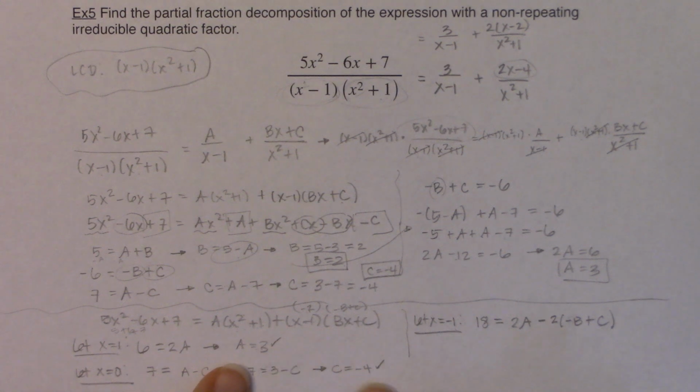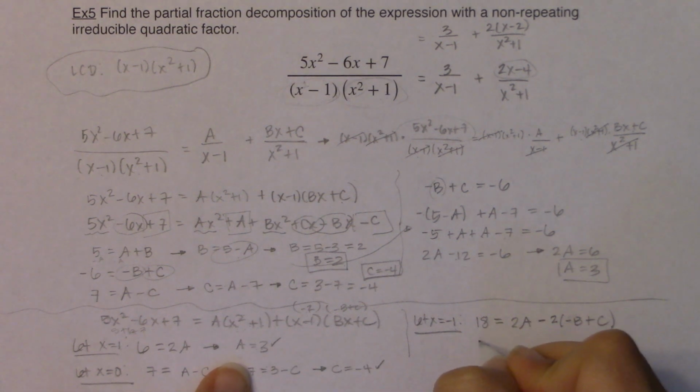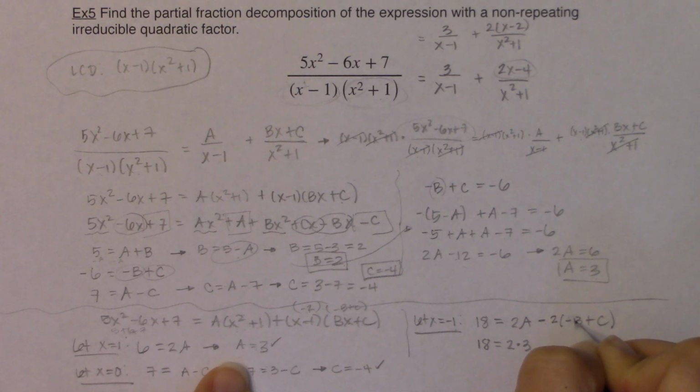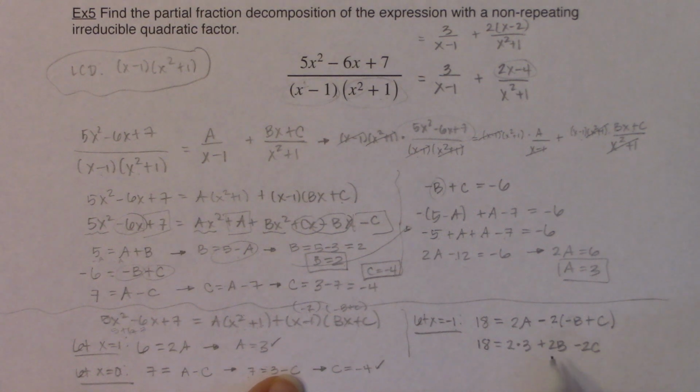And then what I'm going to do is plug in my a and c values. So I have 18 equaling 2 times 3. This is going to be negative 2 times negative b, which is positive 2b. Negative 2 times c is negative 2c. All right, so I have 18. Let me make sure you can still see this. Yeah, just barely. 18 equaling 6 plus 2b.